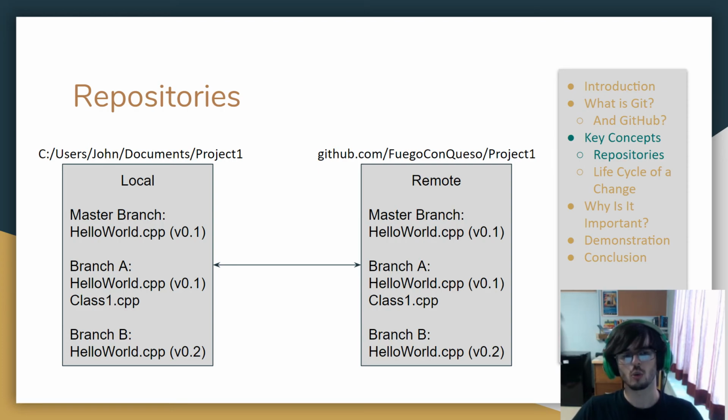Just kind of showing, what's the remote going to look like? Well, that's going to be something like github.com/fuegoconqueso, which is my username on there, /project1. So that's how those links will be structured. github.com/username/project name is the general structure for that. And you can see, again, it'll store everything just like the local did. It's distributed, so there's the same records everywhere of all the changes, branches, etc.